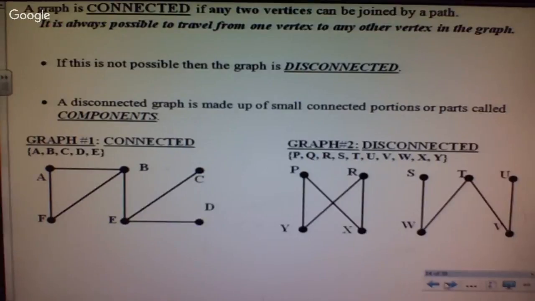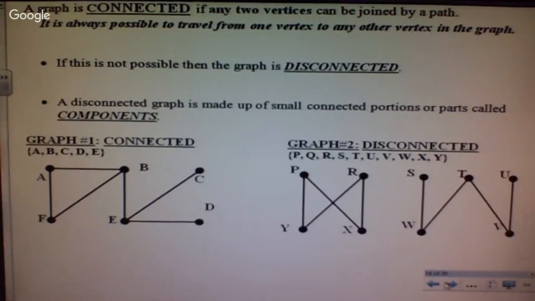It's 18. We have 2 different types of graphs. The first one is a connected graph. That's graph number 1. Graph number 1 is all in one piece. That's what makes it connected. There's edges that reach out to every vertex in that graph.